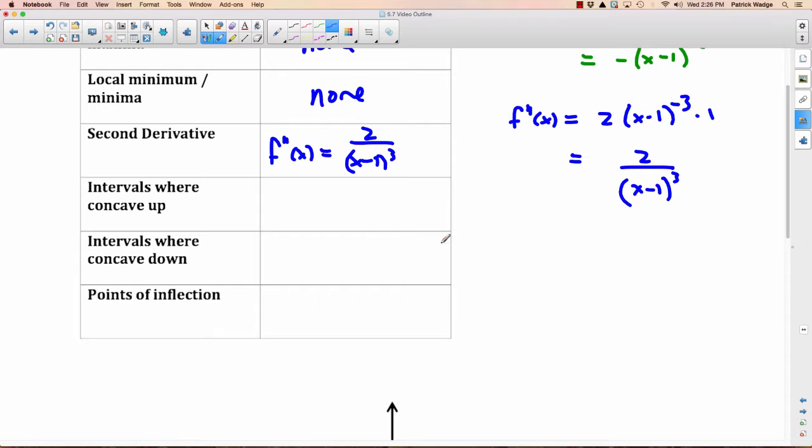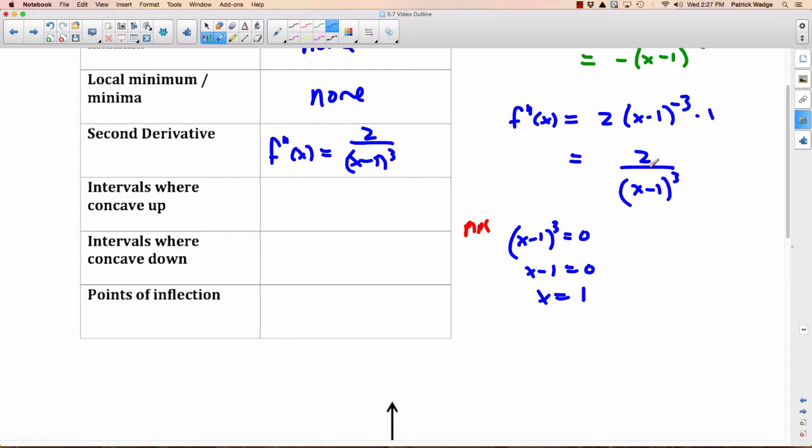Intervals were concave up and concave down. Well, now we have to find our pips. So again, you don't need to write pips here if you don't want to, but you do have to find them. How are you going to get those? Got to find, when does this second derivative not exist? That will be when the denominator equals 0. So x minus 1 all cubed equals 0. Take the cube root of both sides, x minus 1 equals 0, which means x equals 1.